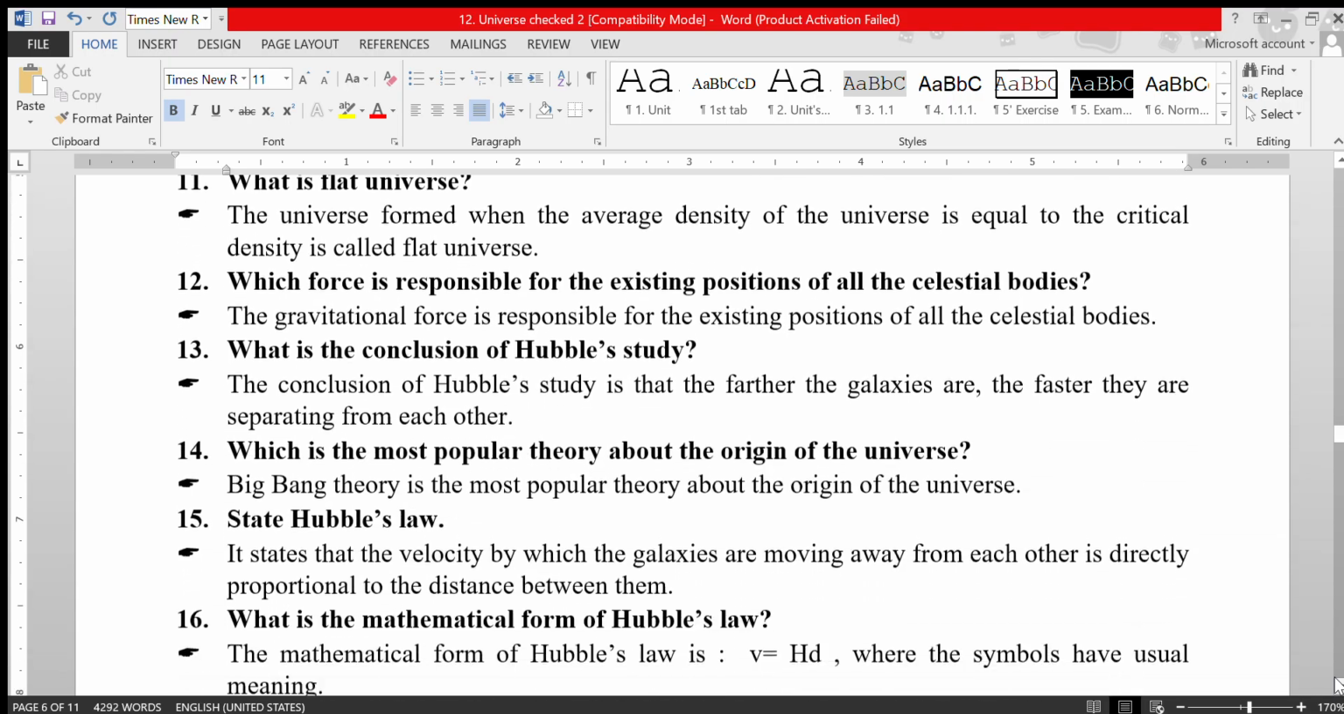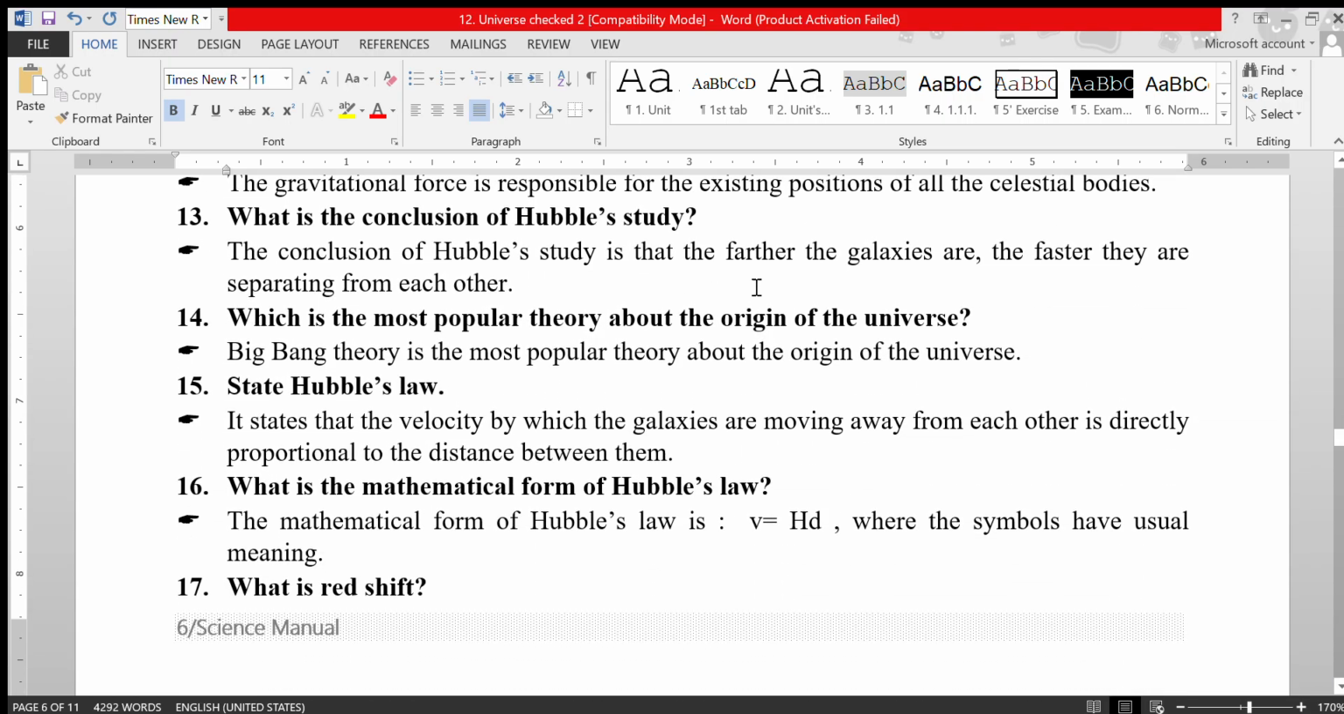What is the conclusion of Hubble study? Farther galaxies are faster, they are separating from each other, which is the most popular theory about the origin of the universe, Big Bang theory. Hubble's law states that the velocity by which the galaxies are moving from each other is directly proportional to the distance between them.